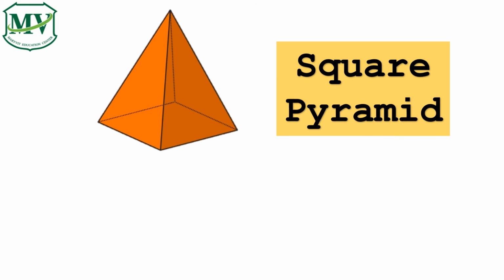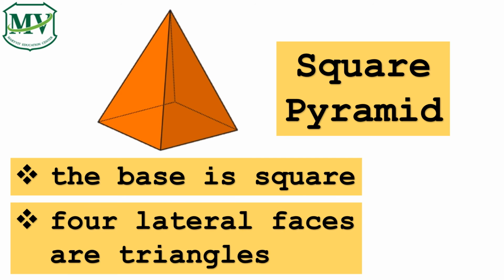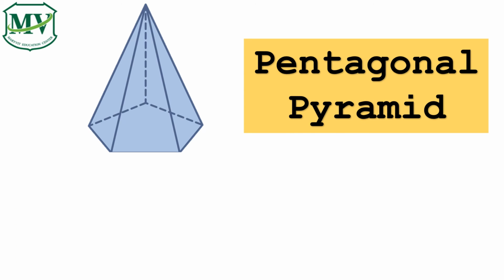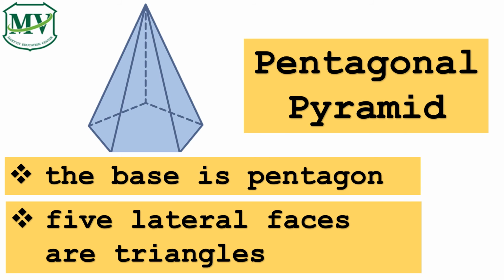Here are some of the most commonly used pyramids. Square pyramid. Its base is a square, and the 4 lateral faces are triangles. Pentagonal pyramid. The base is pentagon, and the 5 lateral faces are triangles.